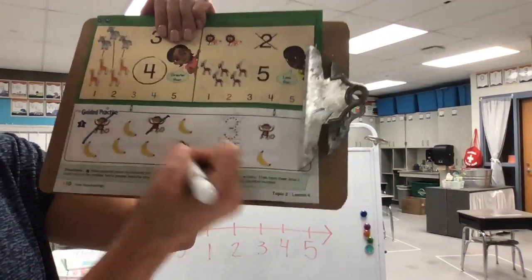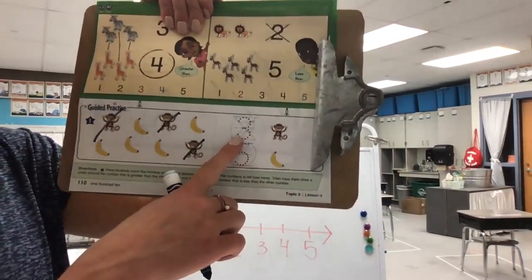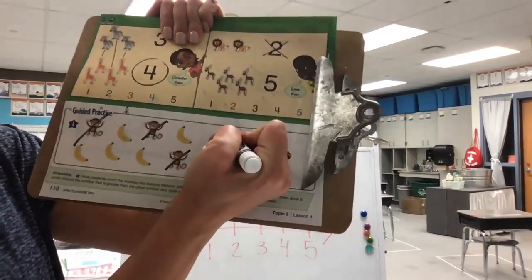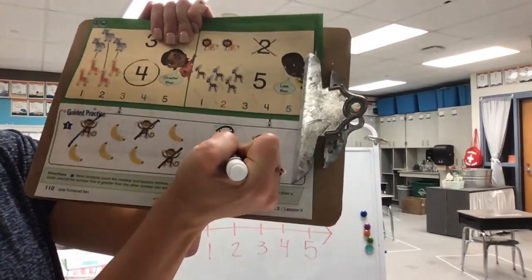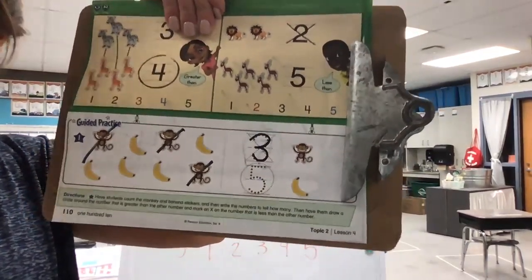Ready? 1, 2, 3. Over here, they have a monkey next to the line to show us, this is where you write how many monkeys. So let's write our 3: around the tree, around the tree. That's the way to make a 3. They even have dots for us to trace.